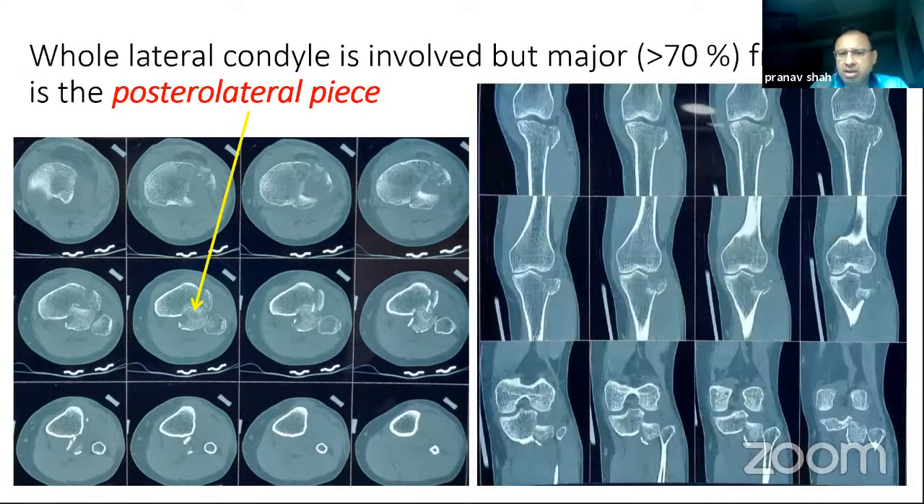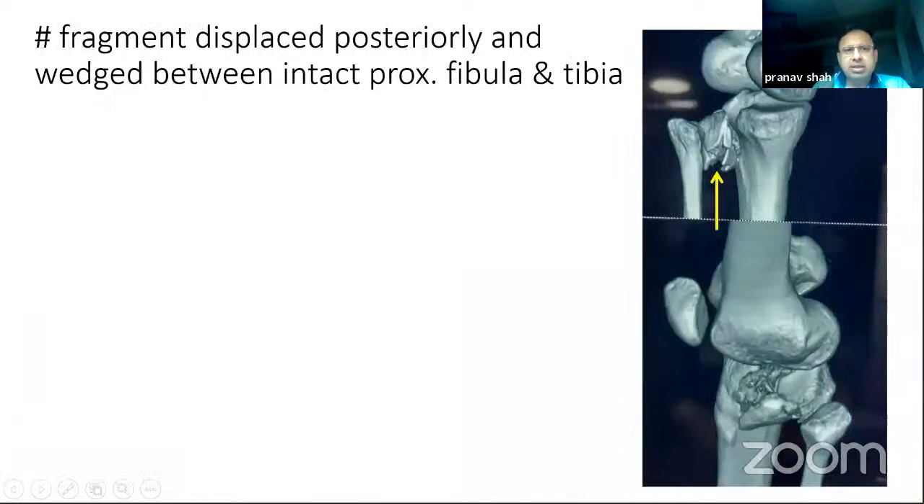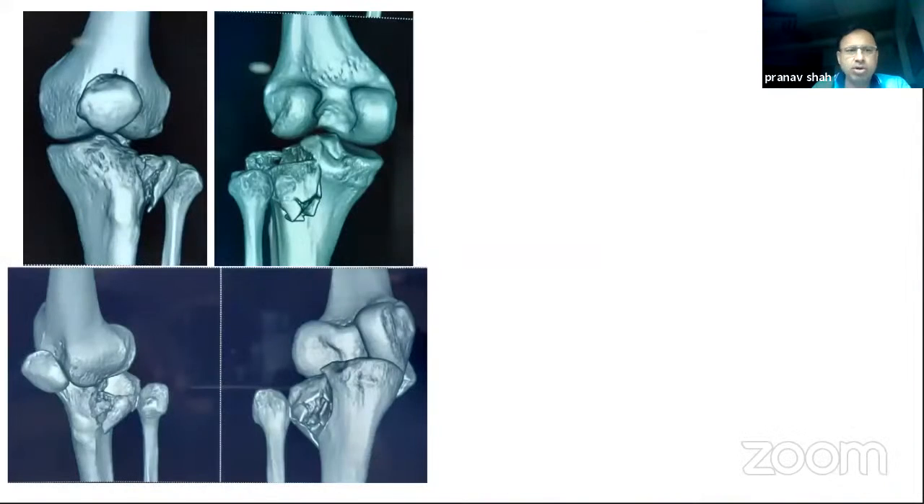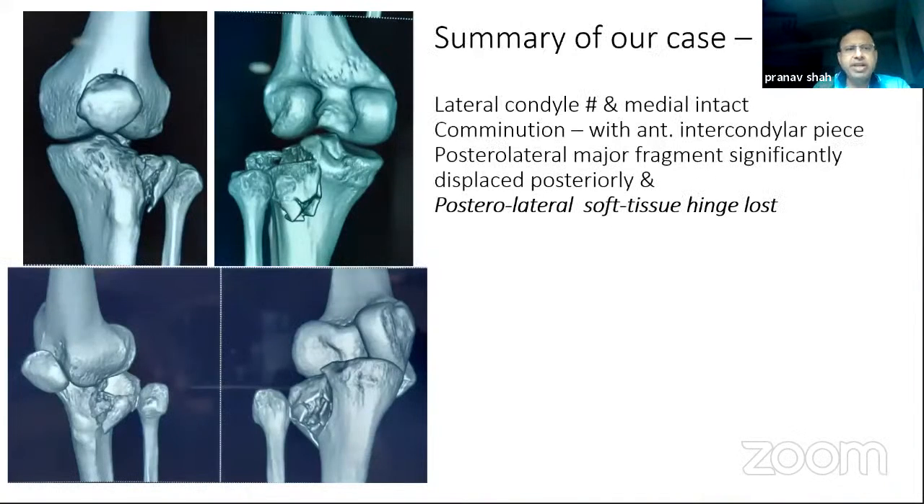The coronal sections also show that the posterolateral fragment is significantly large, and we can see that it is abutting the head of the fibula. The fragment has displaced posteriorly and is wedged between the intact proximal fibula and tibia. On the sagittal CT scan, we can also see an element of intercondylar fracture. It looks undisplaced or minimally displaced, but on 3D CT scan we can see the intercondylar fracture.